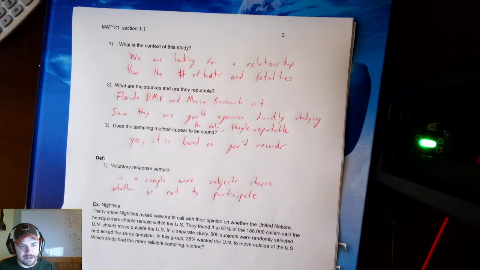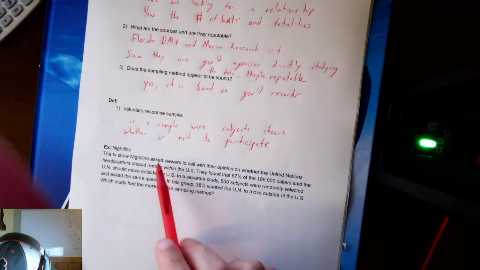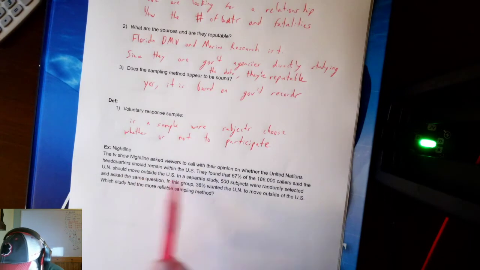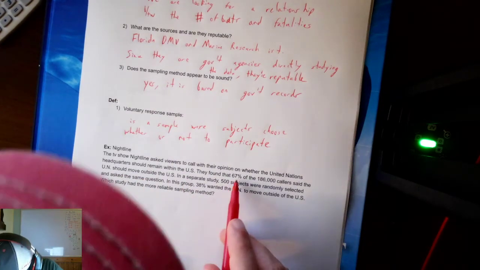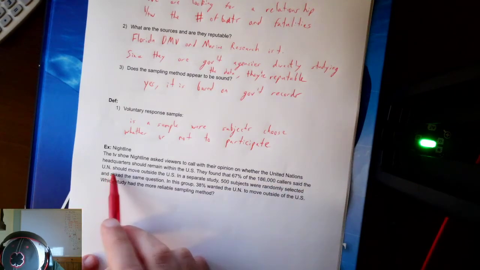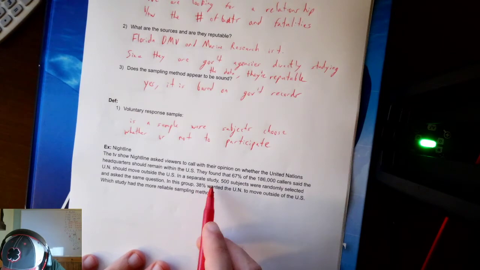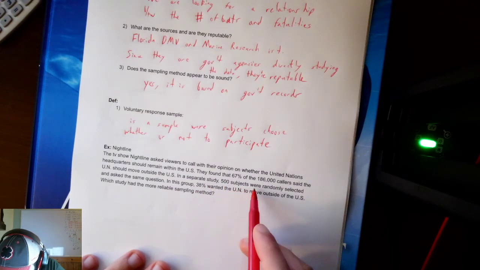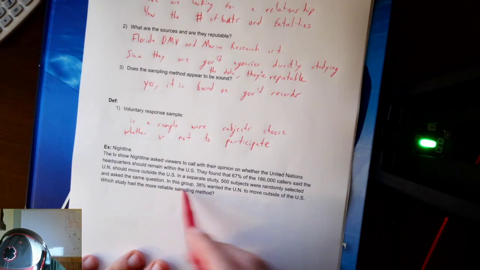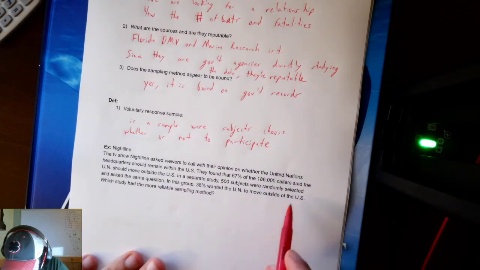It's voluntary response. An example, the TV show Nightline asked viewers to call with their opinion on whether the United Nations headquarters should remain within the U.S. They found that 67% of the 186,000 callers said the UN should move outside the U.S. In a separate study, 500 subjects were randomly selected and asked the same question. In this group, 38% wanted the UN to move outside of the U.S.